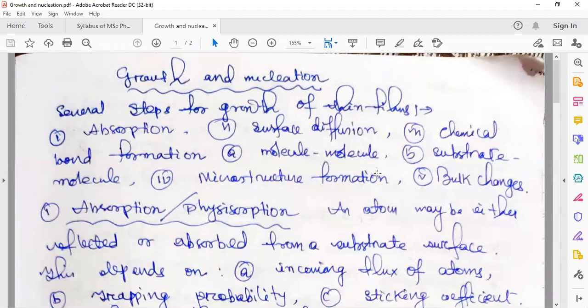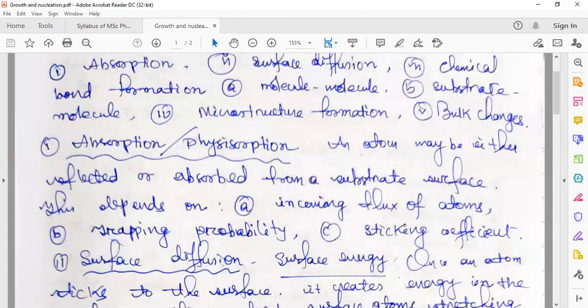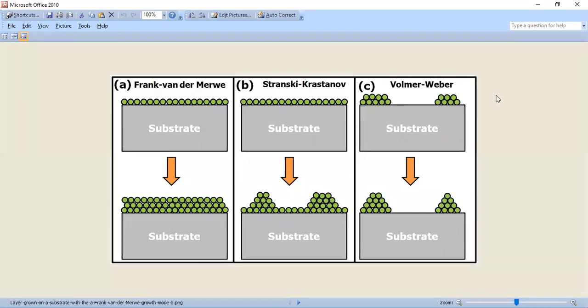Okay, so I think that's all for today. Or can I show you something quickly? This note is already there in Google Classroom, and I can show you the various growth modes of thin films in a figure. Let me see if I have the figure. Okay, I have got the figure. Let me quickly show it to you and discuss. I hope all of you are able to see this figure.